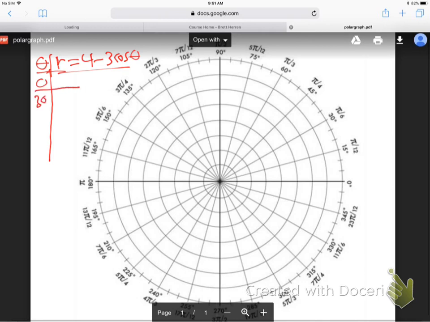0, 30, 45, 60, 90. Probably need to keep going. We'll see. 120. Keep going. So plug into your calculator, see what you get. I'm going to do the same. I'm getting 1. It's good just to get a whole bunch of numbers first before you put anything on the graph. That way you know how big to make the jumps. If it goes up to like 20, then I need to make the jumps 5 again. If it's just going to be 1 and 2, then I can make the jumps much smaller. So first get your values.